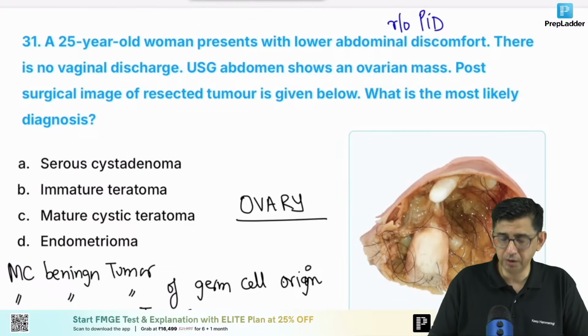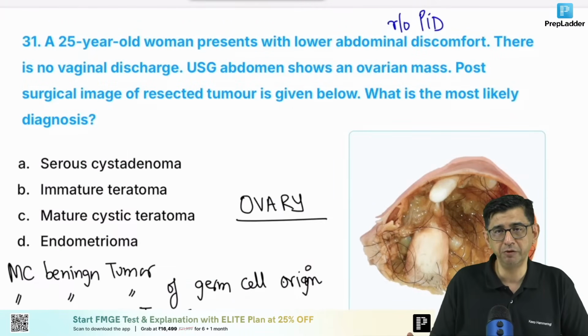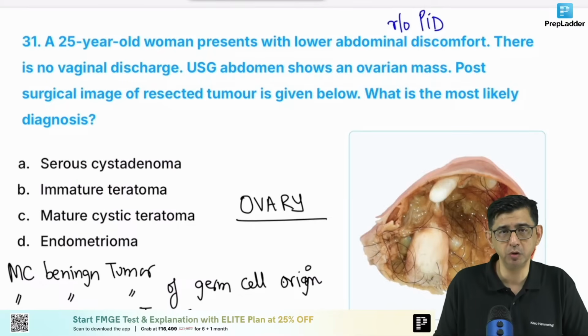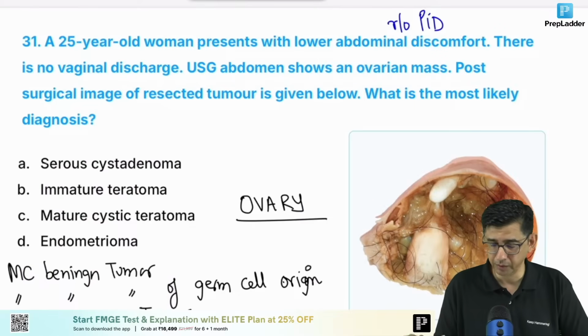Because one of the common reasons why, like in India, a woman from a low socioeconomic state of society will come to you is because of PID, chronic PID caused by chlamydia, and there would be tubo-ovarian masses. But he has himself written that there's no vaginal discharge, so PID has been ruled out.